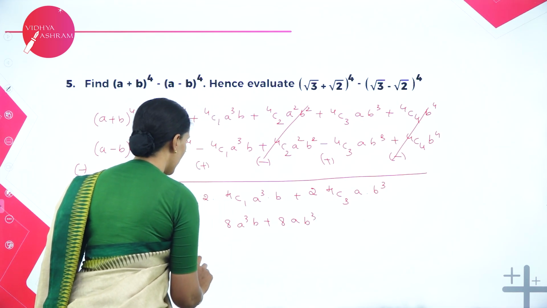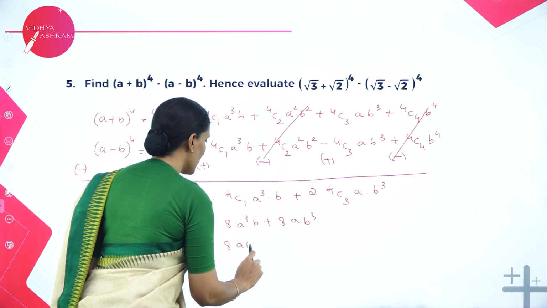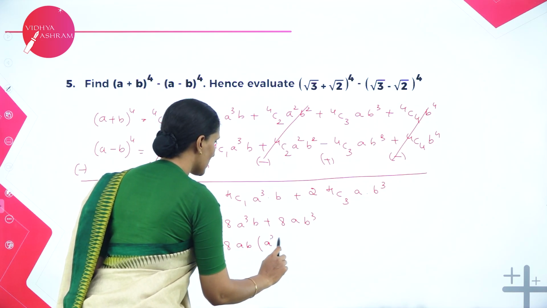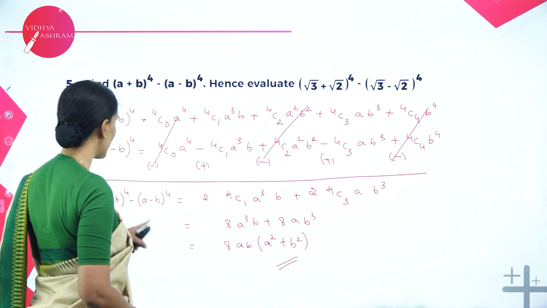So what is the common factor here? 8 is common, a is common, b is common. So the remaining is a square plus b square. So this is the value we'll get when we expand this.